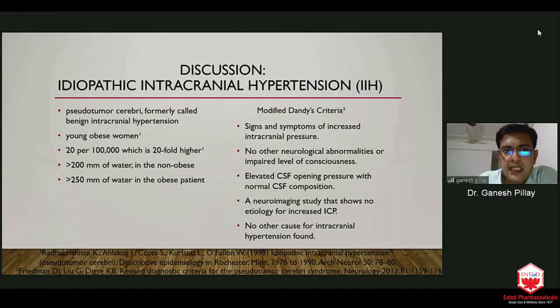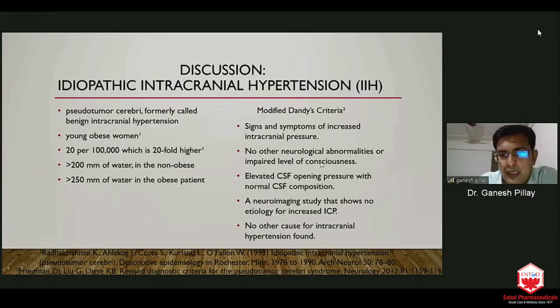So discussing idiopathic intracranial hypertension, it was also known as pseudotumor cerebri, commonly called benign intracranial hypertension. Mainly seen in younger obese women, the incidence is around 20 per lakh of the population. The more obese the person is, the higher the chances, especially with a BMI of more than 40. For clinching the diagnosis, lumbar puncture is there, and an opening pressure of more than 200 mm of water in a non-obese and more than 250 in an obese patient is diagnostic.